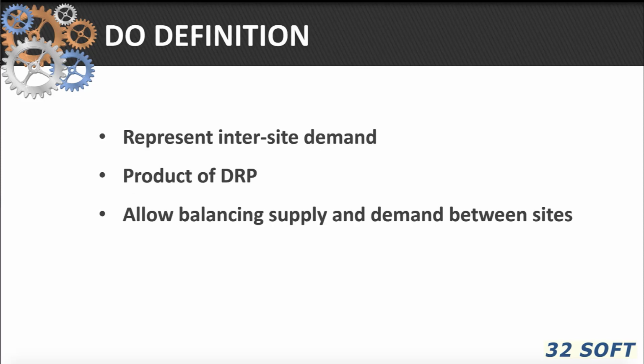Distribution orders in QED are the product of Distribution Requirements Planning, or DRP. DRP is an extension of Materials Requirements Planning that covers multiple sites and allows the requesting site to tell the supplying site quantities and needed dates of the materials. If your business operates at multiple sites, using distribution orders can help you balance supply and demand and facilitate timely transfer of the items between the sites. So basically, MRP balances supply and demand within a site, while DRP balances supply and demand between sites.